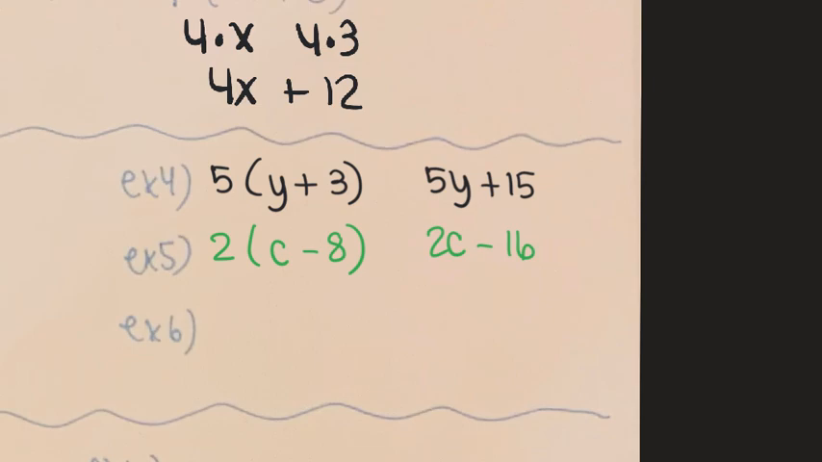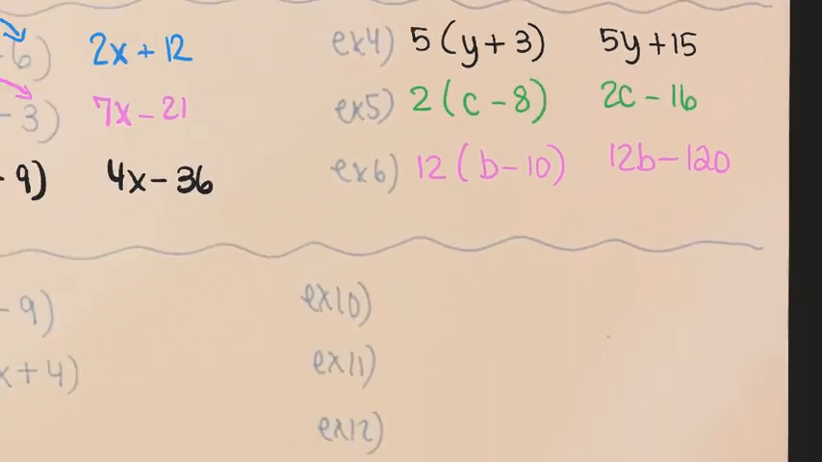Example 6. 12 times b minus 10. The correct answer is 12b minus 120. All right, let's go to the next section.